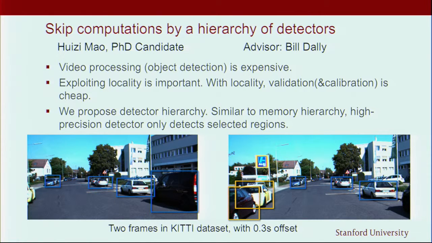By locality, I mean, for example, take a look at the two frames at the bottom. So the blue bounding boxes are the existing objects, which have a little offset from the last frame, and the yellow objects are the new ones. So our intuition is that we only need to validate and calibrate the old objects instead of detecting them from every frame. So we propose a detector hierarchy similar to the memory hierarchy and explore the locality.